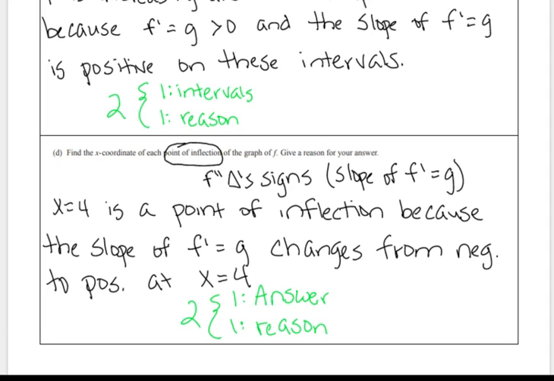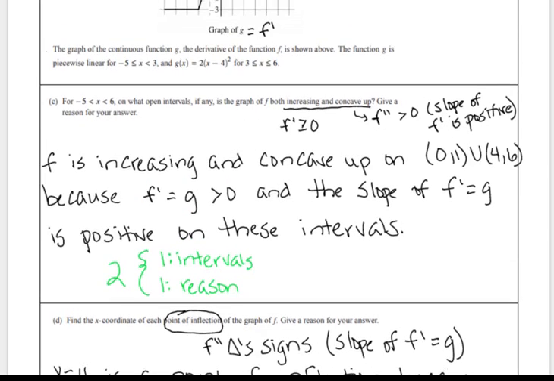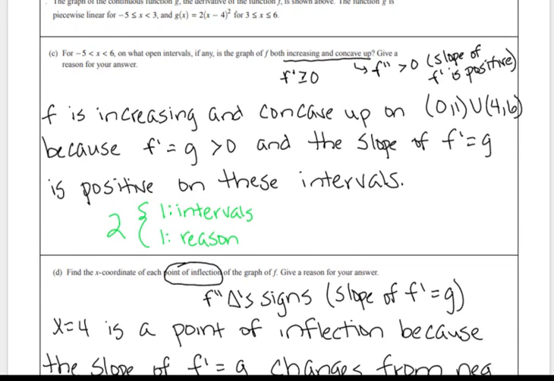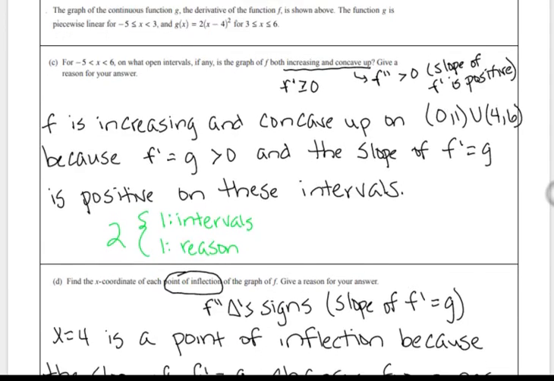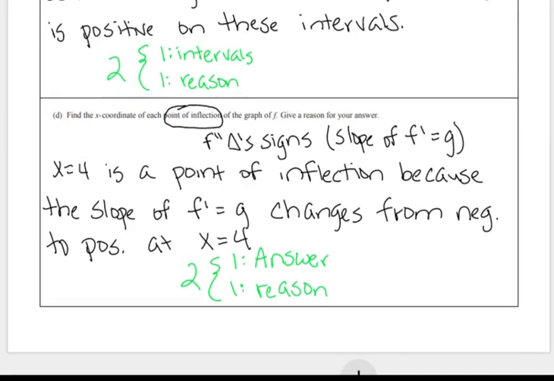And remember on both of these that I just did, your reasoning, you have to connect what you're talking about back to what we were given. So that's why it says f prime equals g on all of these, because we were given the graph of g, so we have to make sure our answer shows that we're talking about it.